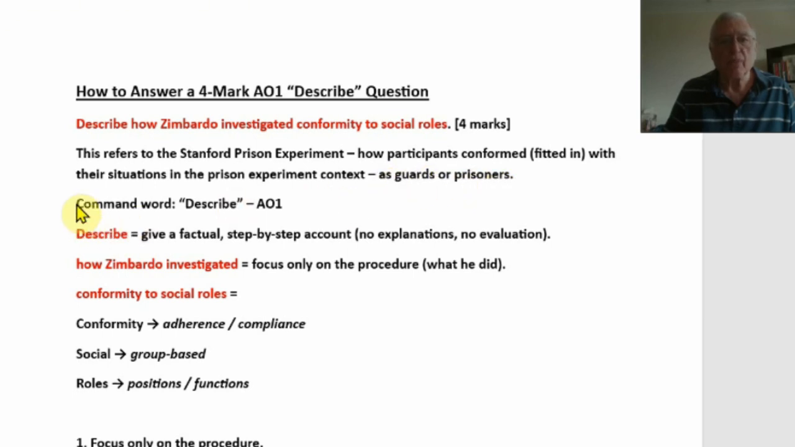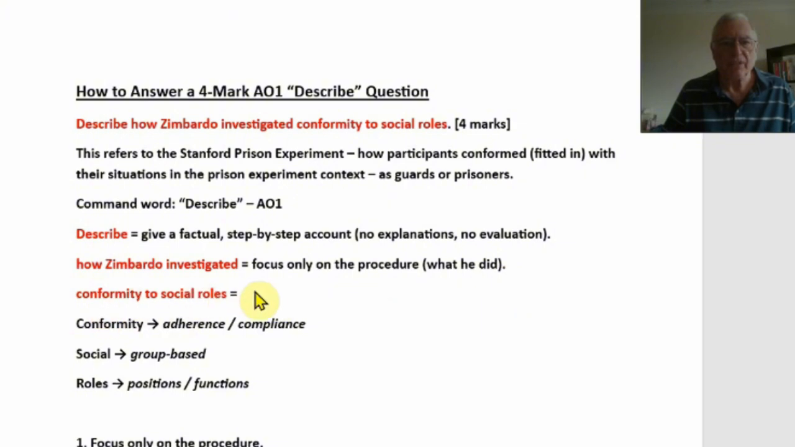So, as I've said, the command word is describe, which is AO1. It's just straightforward facts. Describe, meaning give a factual step-by-step account. No explanations, no evaluation. And then how Zimbardo investigated, that's focusing only on the procedure. Just what he did.